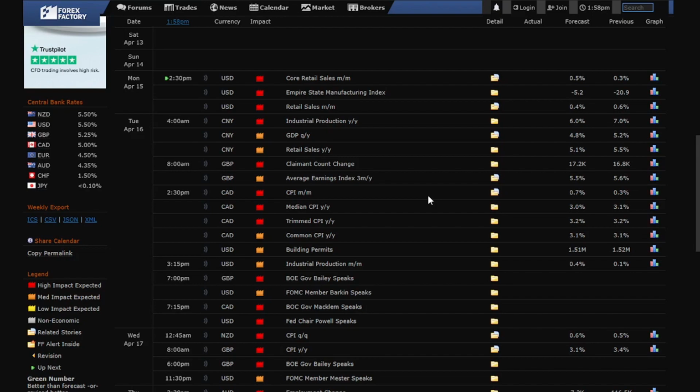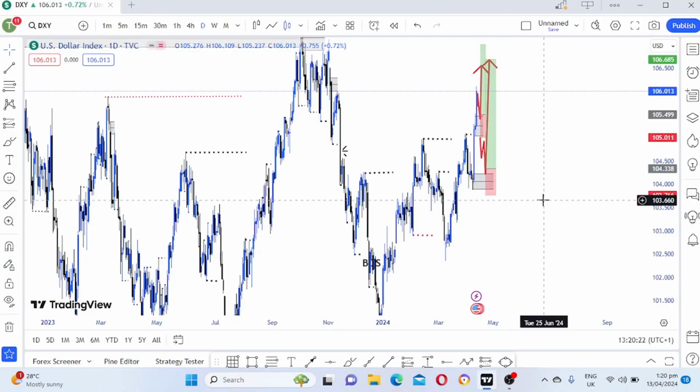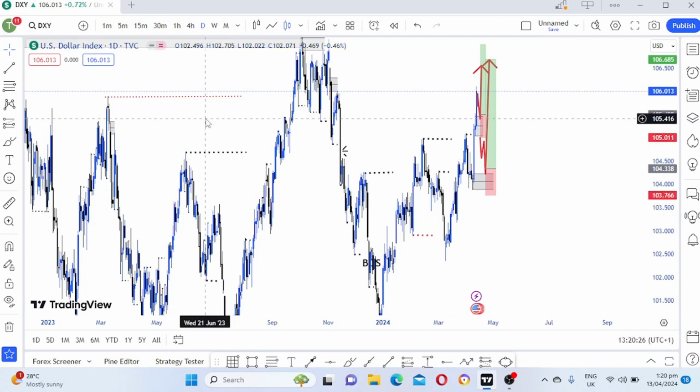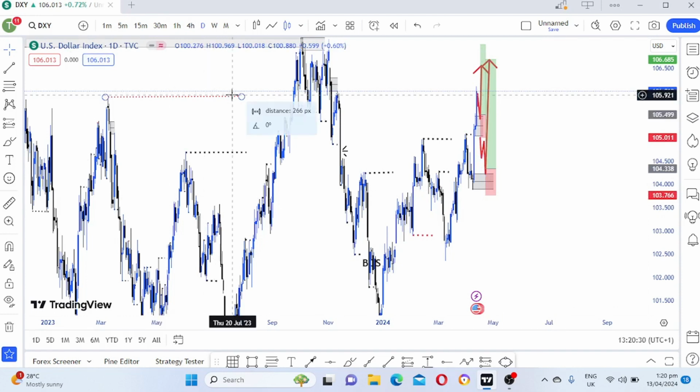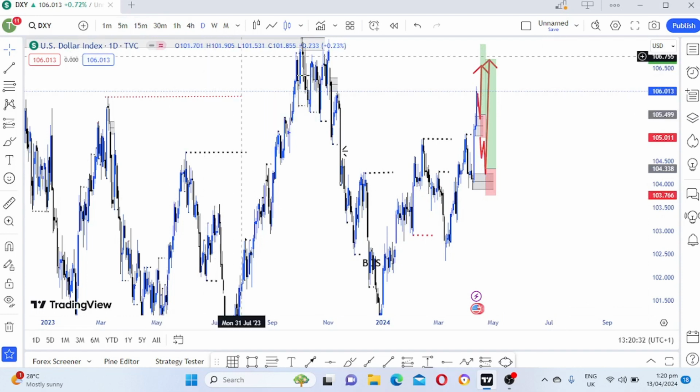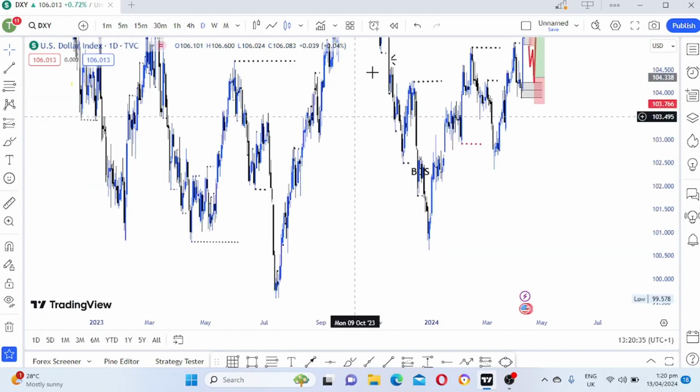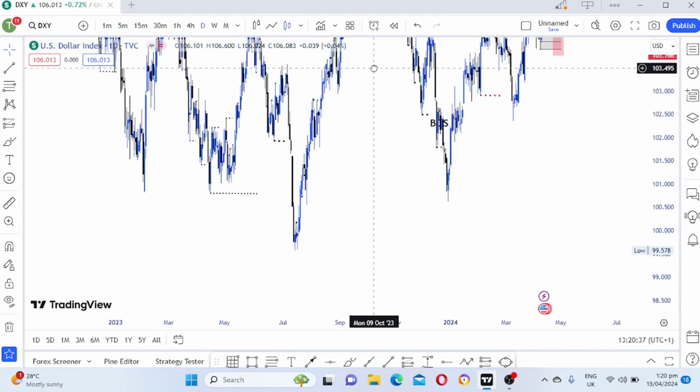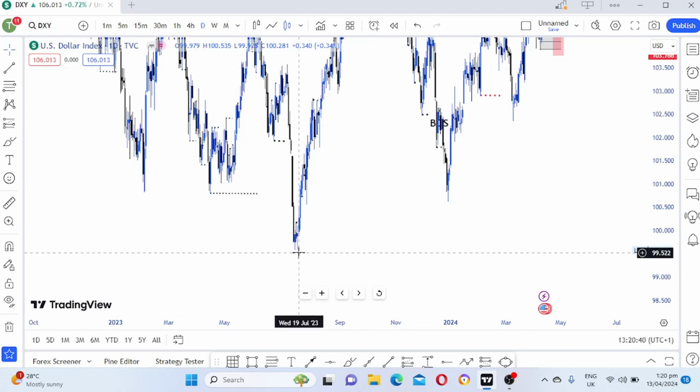So yeah, as usual, guys, we start with our DXY analysis, the dollar index analysis for this week. As you can see here, we start on a daily time frame. As you can see here, we are bullish. So overall, we are bullish. Why am I saying so? Because we didn't block this low.